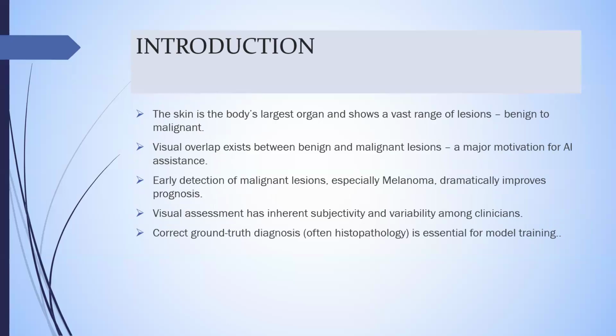So let me just first introduce you all to skin, which is the largest body organ. And this shows a vast range of lesions, benign, pre-malignant, malignant. There are so many things, from a simple acne, from a simple skin tag to something really malignant, like the malignant melanoma, which is the topic for the day. There are so many things which fall in the gray zone. So there's a visual overlap which exists between these benign and malignant lesions. And our major motive in today's presentation is where technology can help us differentiate it.